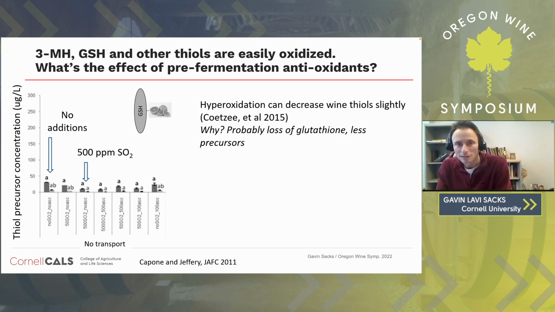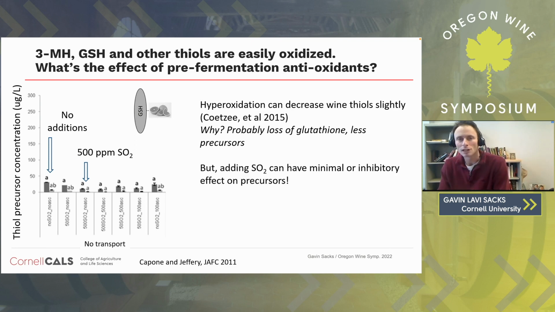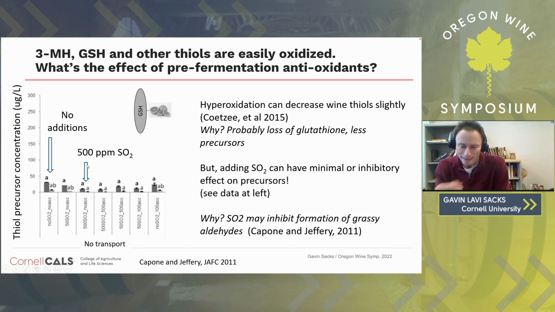Well, there's probably some loss of glutathione. But interestingly, if you go the other way, if you use a lot of antioxidants and try to exclude air contact, it can actually also decrease these precursors. So what's going on? This is counterintuitive. You're trying to make these thiols, which are readily oxidized, but if you add lots and lots of an antioxidant, you actually make less. And probably what's going on is that too high levels of SO2 in particular may inhibit formation of those aldehydes once you crush the fruit, and you need those to make the precursors.